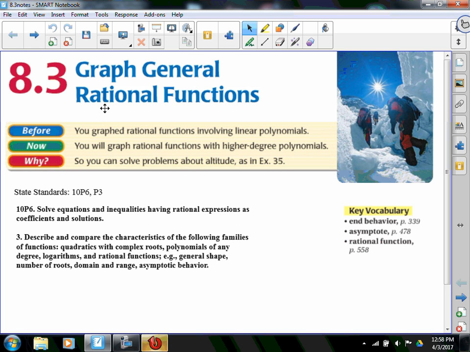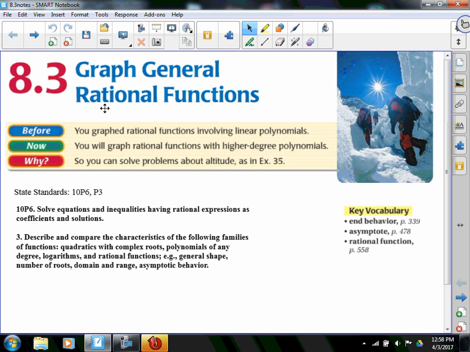If I'm taking notes, I'd write down the title. Key vocabulary: we've discussed end behavior in Chapter 5, so I wouldn't worry about that. Asymptotes, we've mentioned that. You know that it's a line the graph approaches. Rational functions, that's what we've been talking about all chapter long. So I think we should just get right to it.